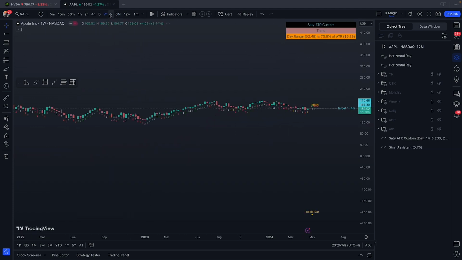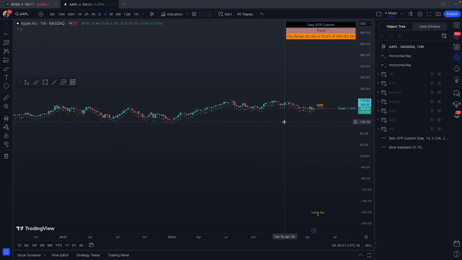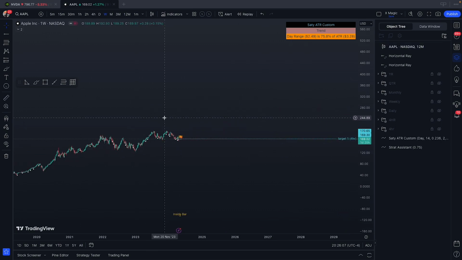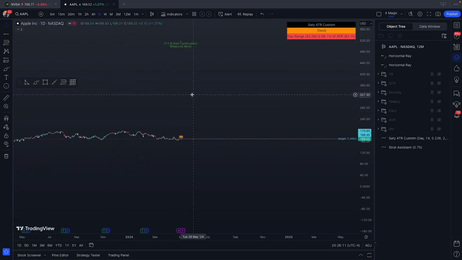The weekly, I go back about 2 to 3 years. I'm not going to go back to the beginning of time of the stock because I'll be there for like 10 hours drawing all those lines. So for the weekly, I go 2 years back. For the daily, I go back like a month or 2.